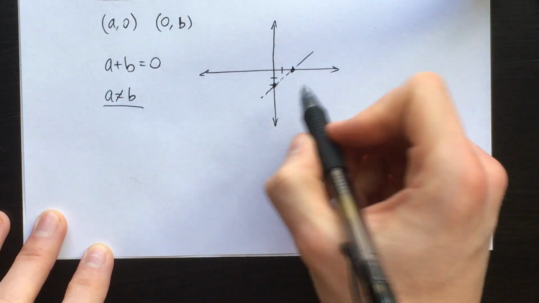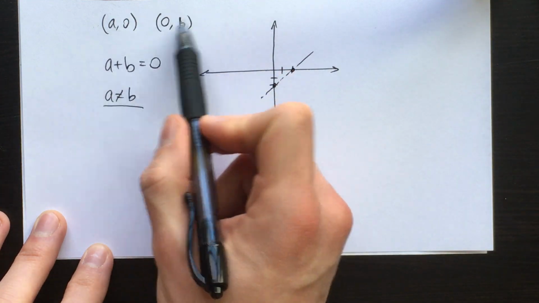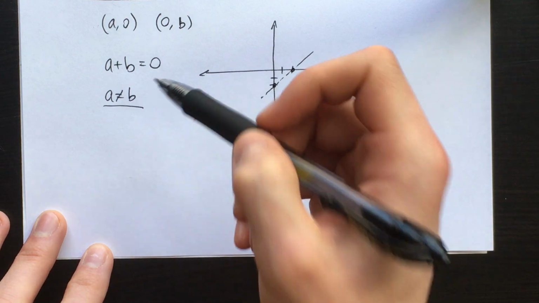And now you might object. You say, okay, well, hold on. Why can't you switch it around? I just arbitrarily decided that this one's going to be 2 and this one's going to be negative 2. Why not the other way around? You can do it the other way around.